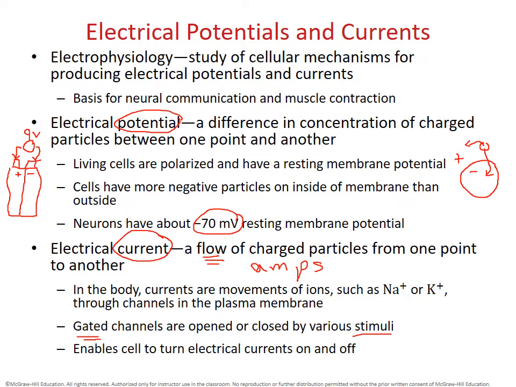And so these gated channels that open and close are very specific to very specific ions. And so this gives our cells some control over which ions will flow, when they will flow, and this gives us the ability to turn specific currents on and then off.